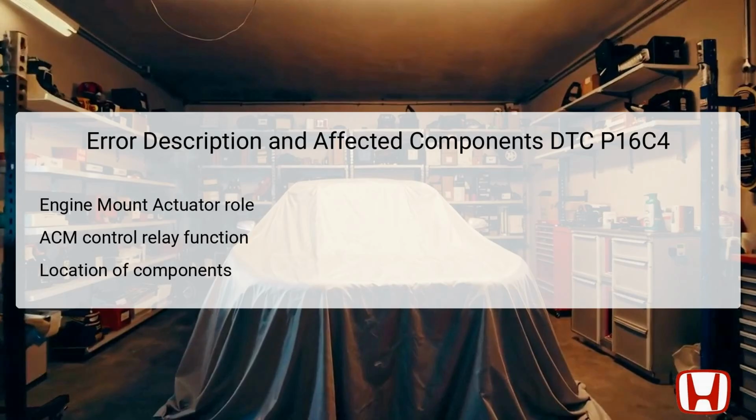Components like the ACM control relay significantly influence the actuator's performance by regulating the voltage and signals sent to the mount. Specifically, the relay is housed within the driver's under-dash fuse relay box, making it a key component in the power circuit that operates the actuator. The engine mount control unit, typically found in close proximity to the engine itself, interfaces directly with the ACM and is essential for proper functioning. Understanding their roles and locations is paramount during troubleshooting steps.